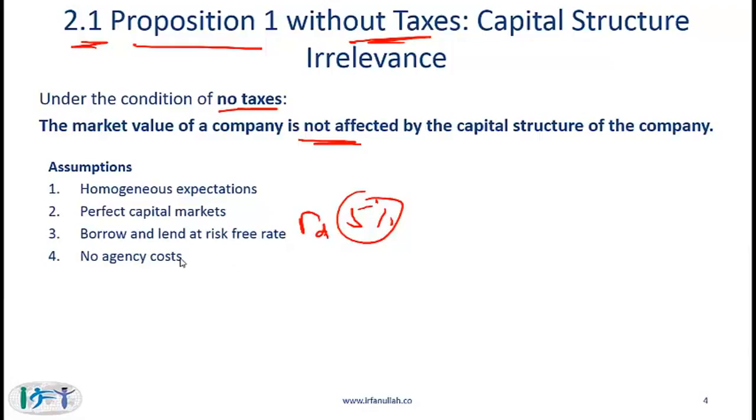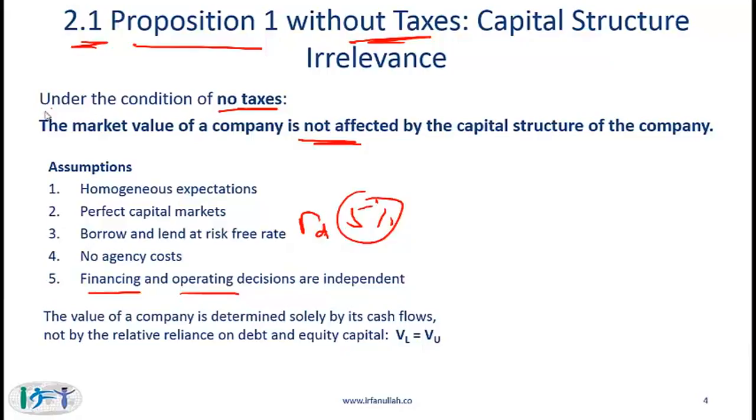No agency costs. If you recall, in a corporate structure, there is an agency problem which refers to the fact that there is a conflict of interest between owners and managers. We'll talk about this later, but the simplistic assumption is that we don't have agency costs. Financing and operating decisions are independent. What this means is that the operating income that we generated is not impacted by any change in the capital structure.